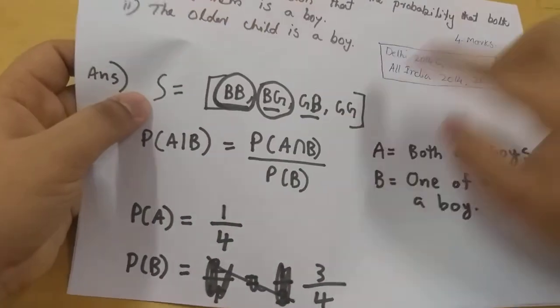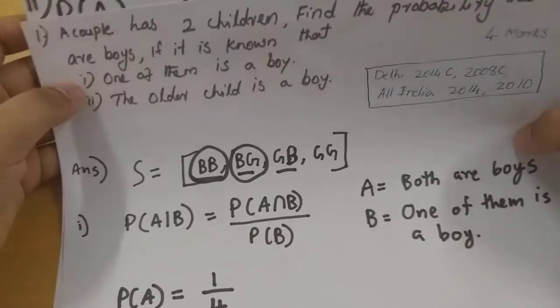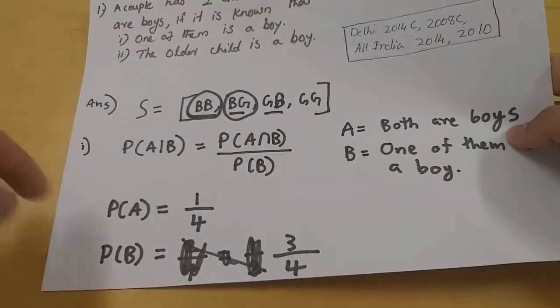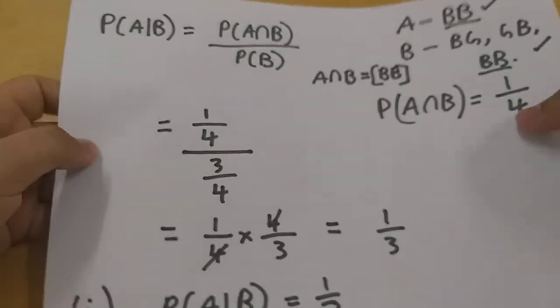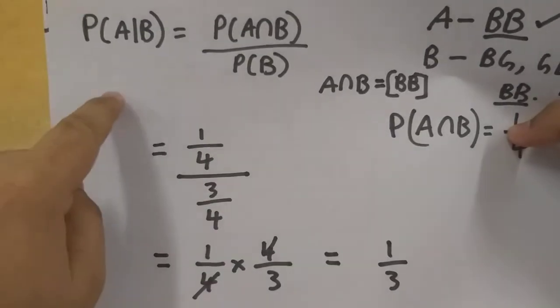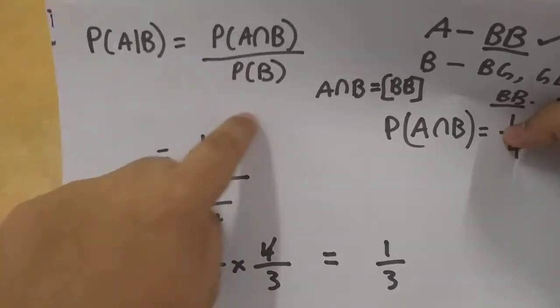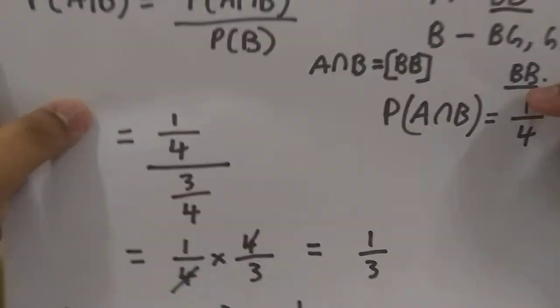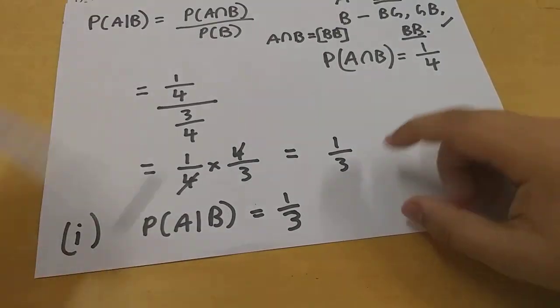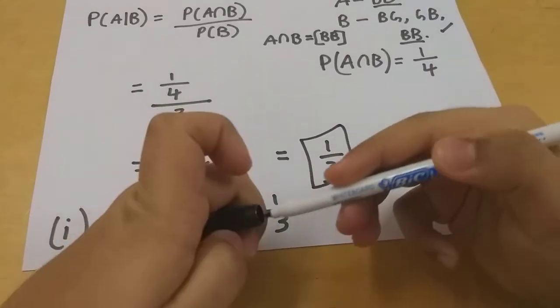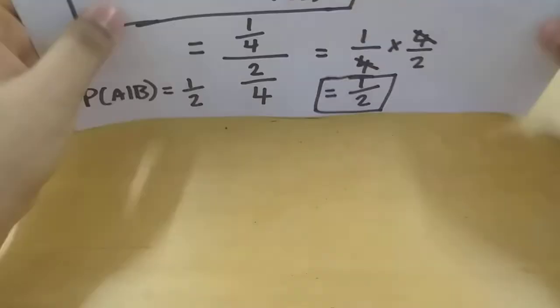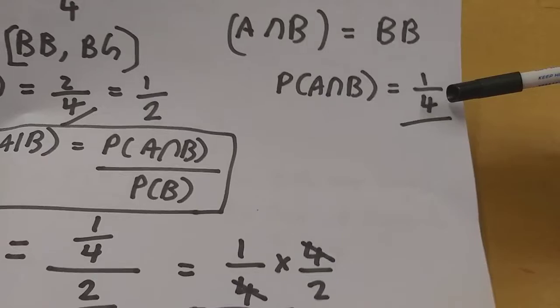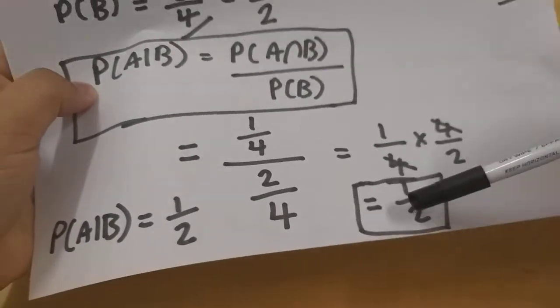So first we wrote the sample space. And then in the first case, we found out the probabilities of each of the events. And then the main thing that we used here is the formula for conditional probability. P of A given B is equal to P of A intersection B divided by P of B. This is the main formula that we should be using in these kind of questions. And so our first answer here is 1 by 3. And our second answer, after putting the second condition and using the same formula, we got 1 by 2.